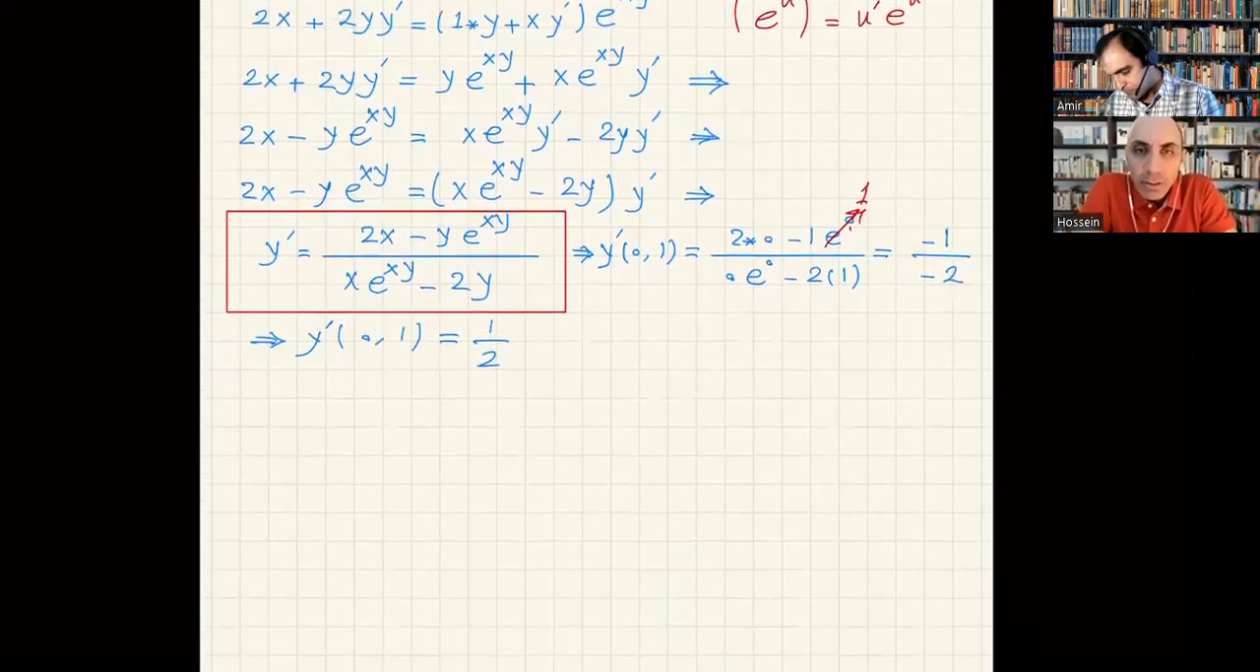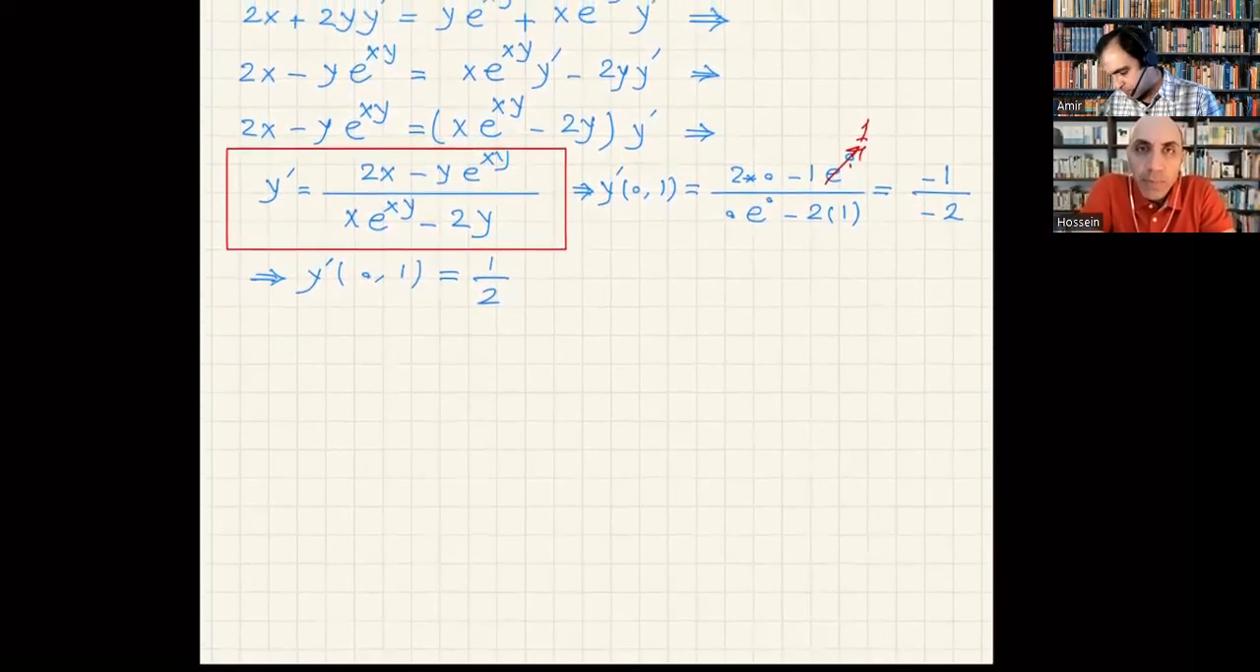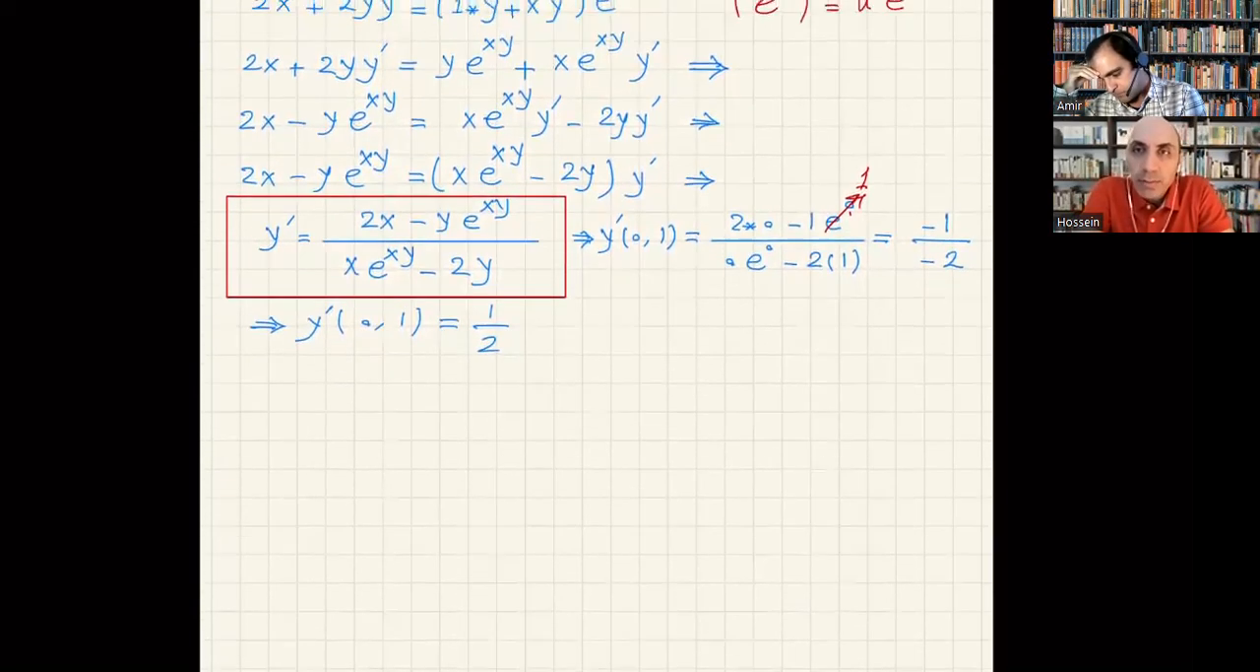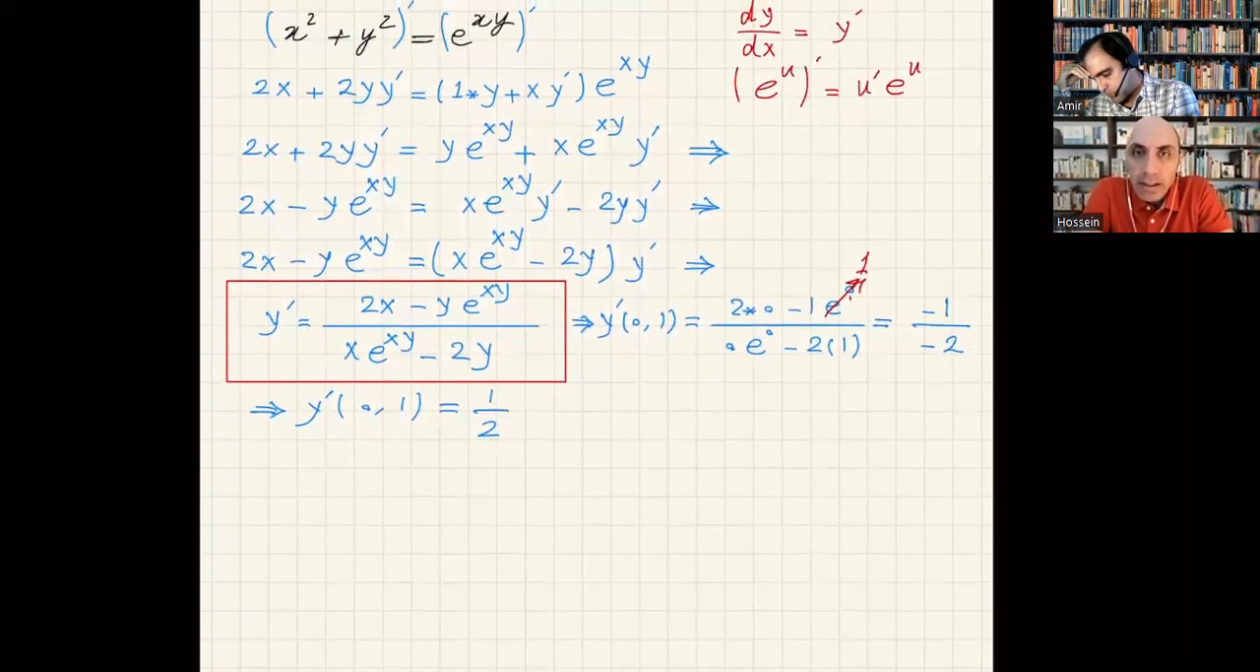I wanted to add also, you don't need to find an explicit equation for y prime. You can just plug in all the numbers you want and then find the y prime. That is another method to solve this. Exactly, that's a good point. But if you want the explicit relation, that's the one that we have here.